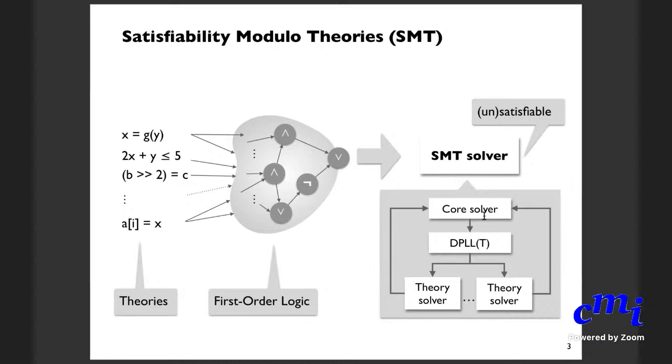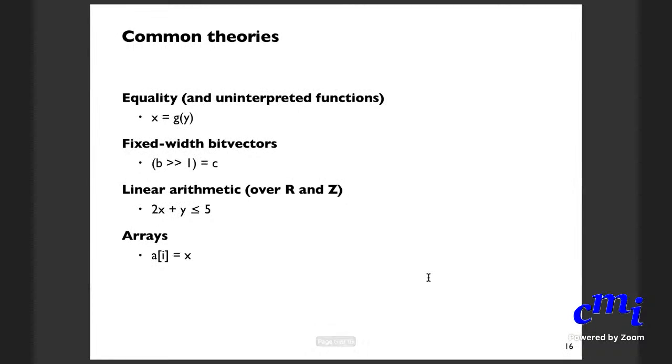And the DPLL(T) and the core solvers are used to combine the checking of conjunctive atomic formulas drawn from various theories. And DPLL takes care of the arbitrary Boolean combinations with which these things can be constructed. So we'll be talking a little bit more about that as we move along in the course.